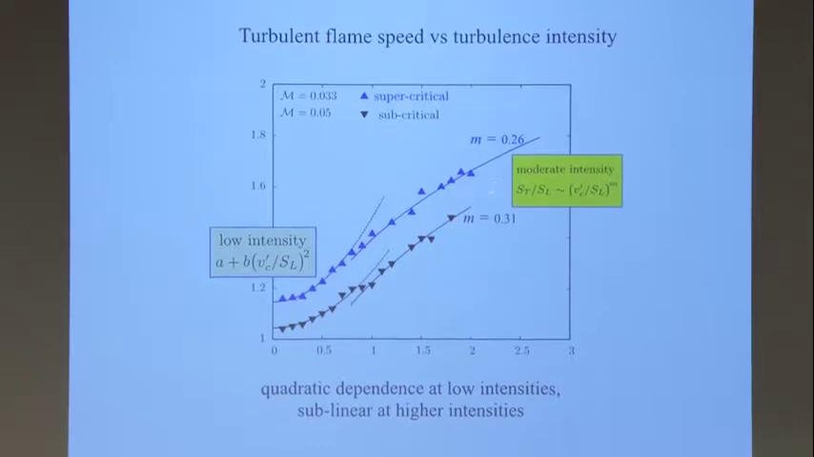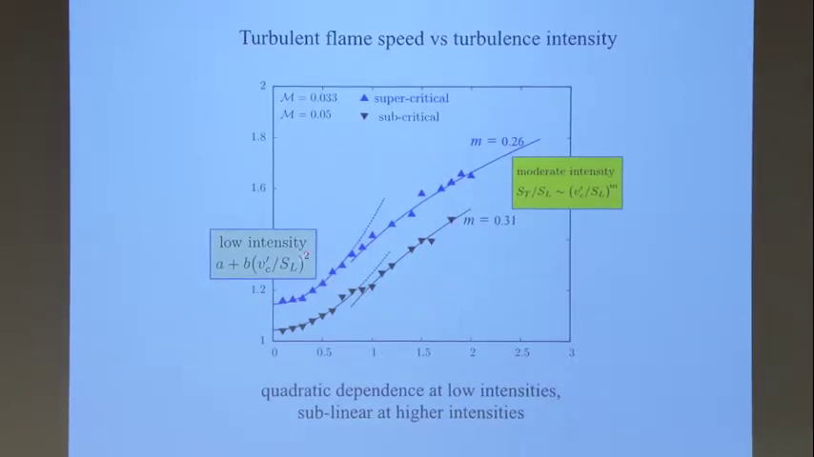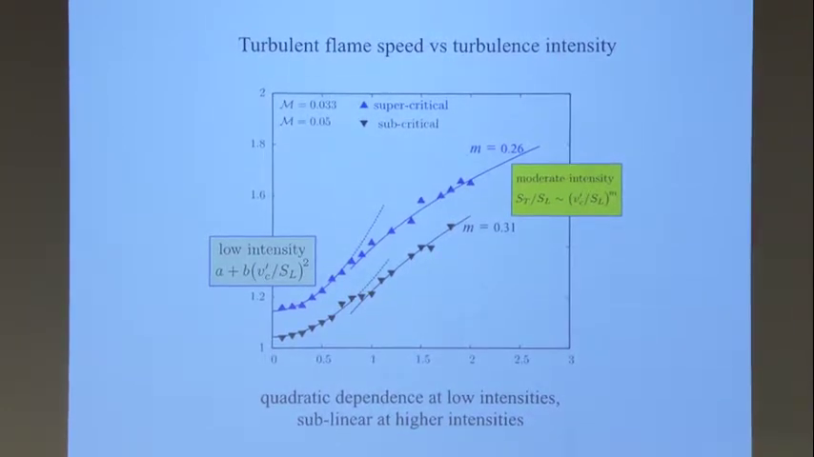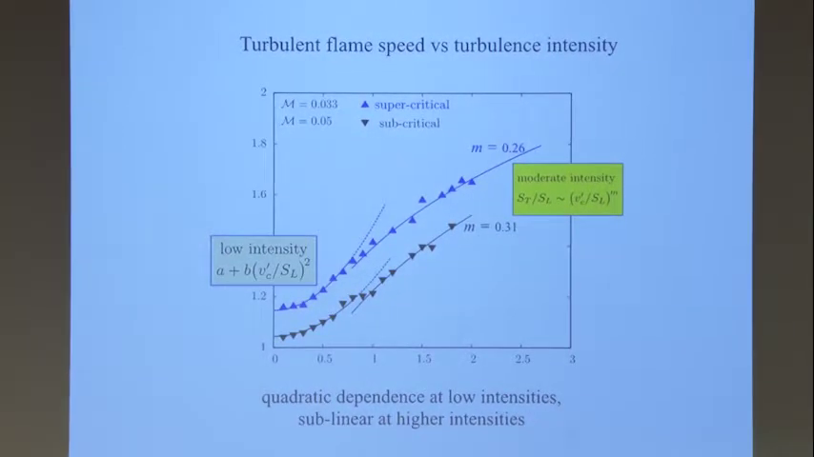And then at higher intensity, you see that it's no longer quadratic, but it's sublinear. The exponent here is less than 1. Okay, so there is a tendency for the turbulent speed to slow down as you increase the intensity.